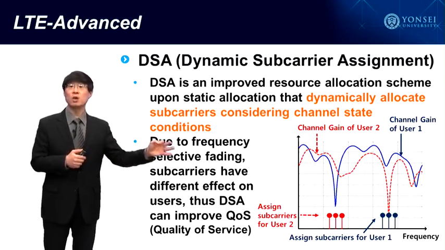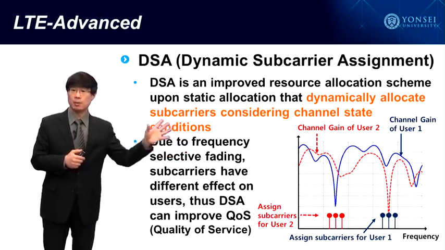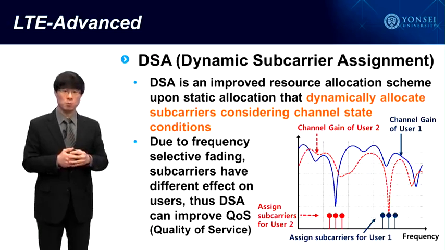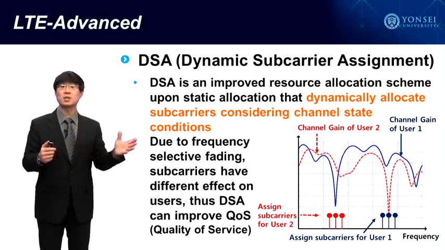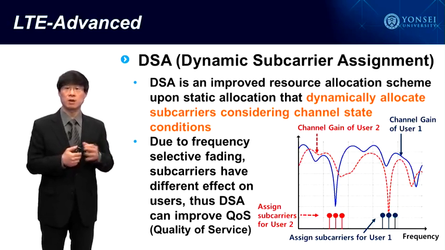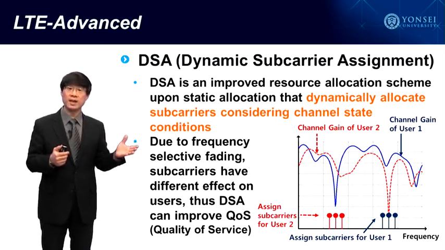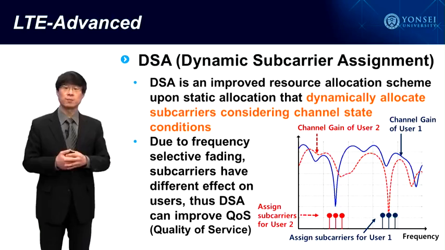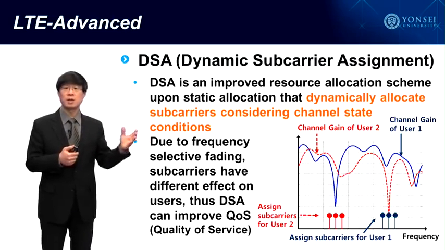So in the area where the red spectrum has a better performance, then I'm going to use the red. In the area where the blue spectrum performs better, then I'm going to use the blue spectrum signal components. This is what we call dynamic subcarrier assignment technology. Now, due to frequency selective fading, subcarriers have different effect on users in different locations. Thus, DSA can improve quality of service based upon its technique.